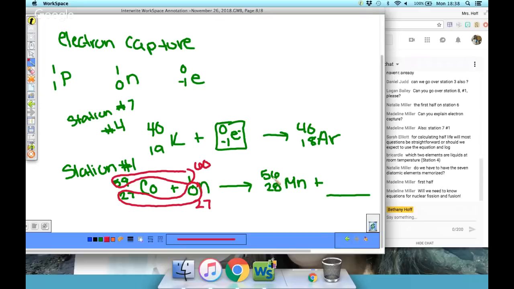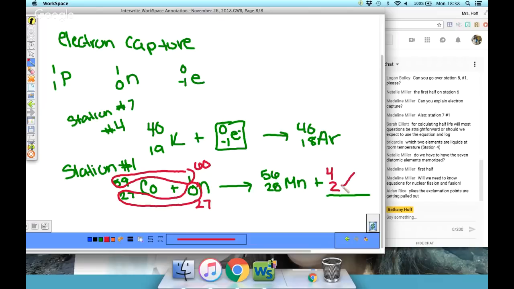So over here we have 56. So what needs to be up here in order to get this to 60? This has to be a 4. Notice that right here we have 25. What do we need to have over here to get that to 27? This has to be a 2. A 4 and a 2 is an alpha particle.